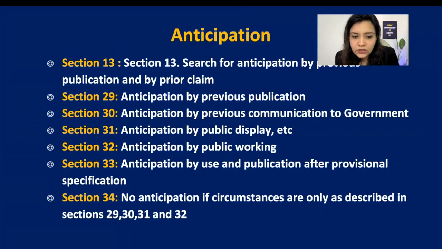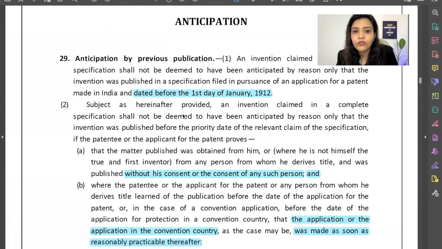Now we'll study sections 29 to 34, which are regarding anticipation, and they disclose what can be anticipation and what cannot be anticipation, and there can be a lot of questions regarding situations. So objective questions can be there. There can be a subjective question too, where you'll be given a short answer type of question where you have been given one situation and you need to tell whether this can be considered under anticipation or not. So read these sections very well, because there is a lot of scope for situation-based questions.